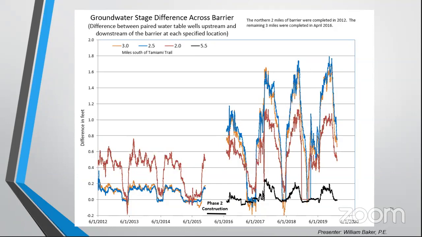We didn't collect data during construction, so you have a gap in our data. But then you can see after the wall is installed, a high degree of separation between the upstream and downstream wells. So we're getting upwards of 1.6 feet difference in the wet season. And then you can see our control, just to make sure nothing else was going on. The black line, nothing really, there's no change between the upstream and downstream wells. So we can move to the next slide.